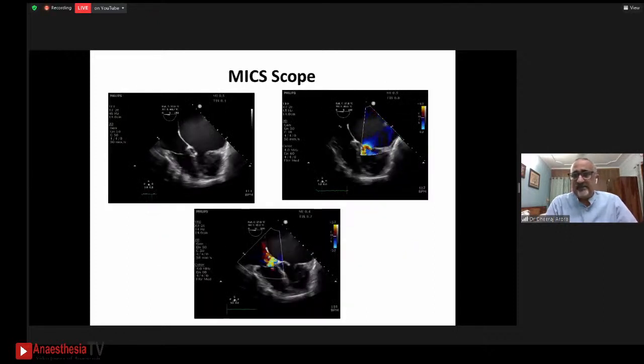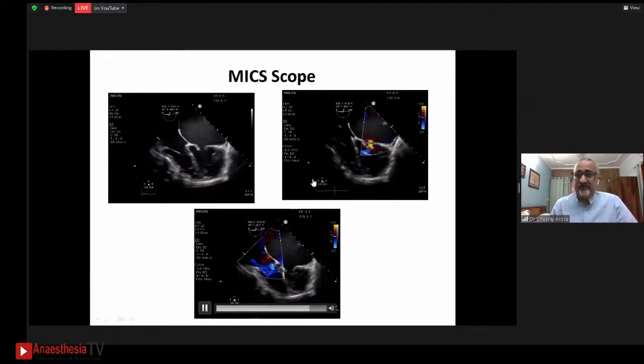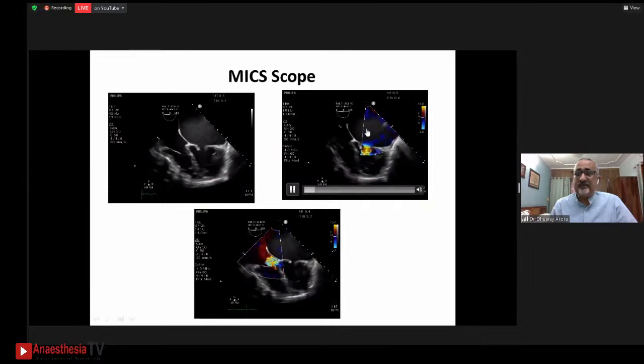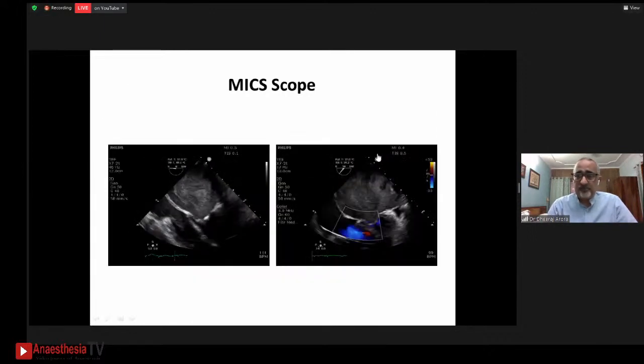Now, if you can see the echo picture, this is a mid-esophageal four-chamber view. You can see a mitral valve is deformed, is rheumatic. There's a deformity at the tricuspid valve also. You can see severe regurgitation at the mitral valve. These are the patients we can do with minimal invasive approach also.